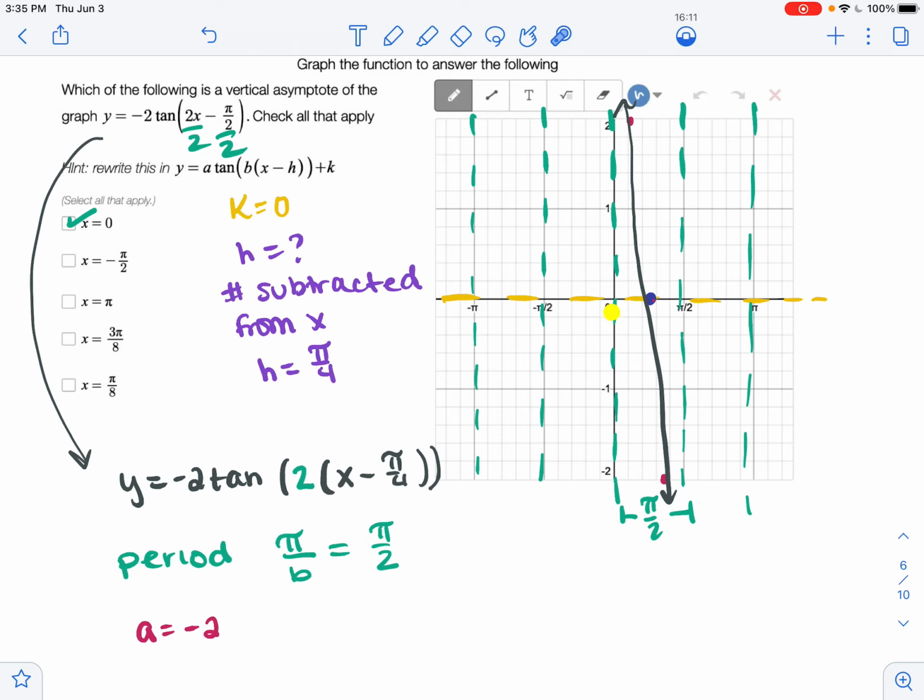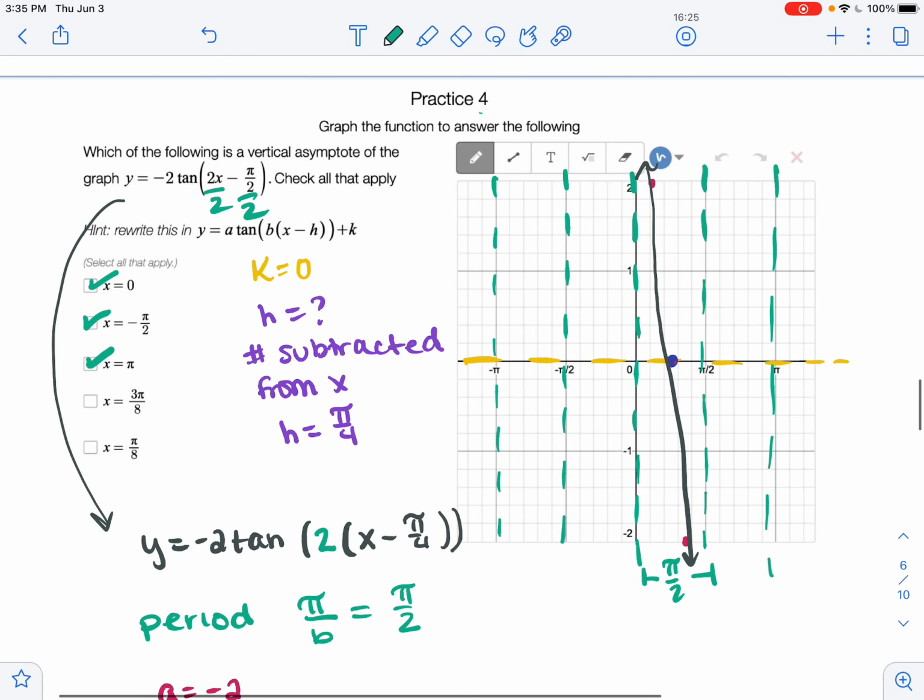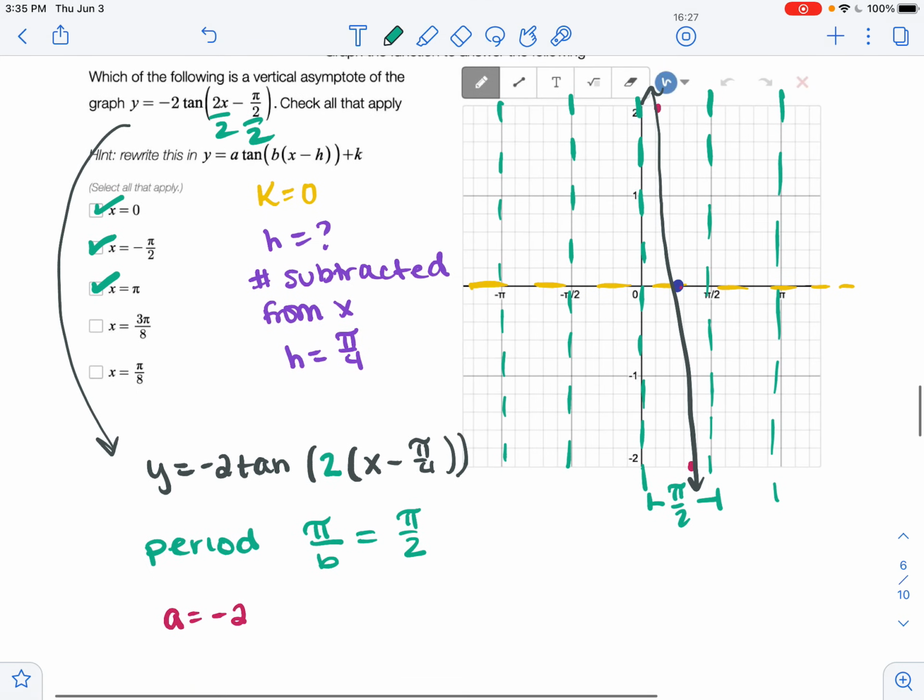So we have vertical asymptote at 0 we already identified, and at -pi over 2. It looks like -pi is also an answer, but not an answer choice, but pi is. So we have 3 answers for practice 4.